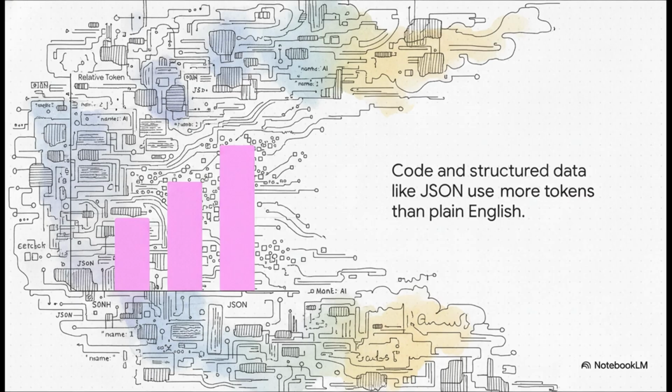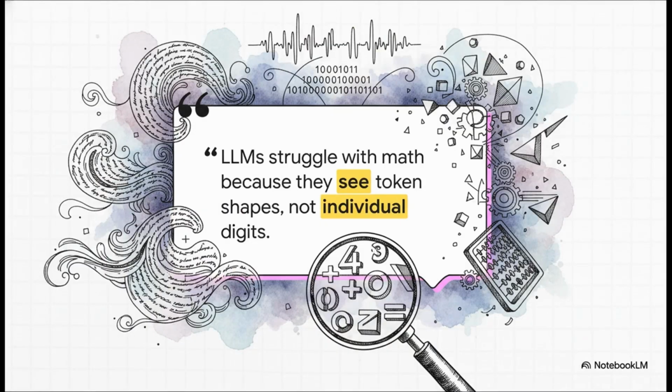This whole token thing also explains a really common annoyance. Why can these huge language models write beautiful poetry, but then totally stumble over basic math? It's because the model doesn't see the number 4. It sees the token for 4. These tokenizers just weren't built for math in the first place.